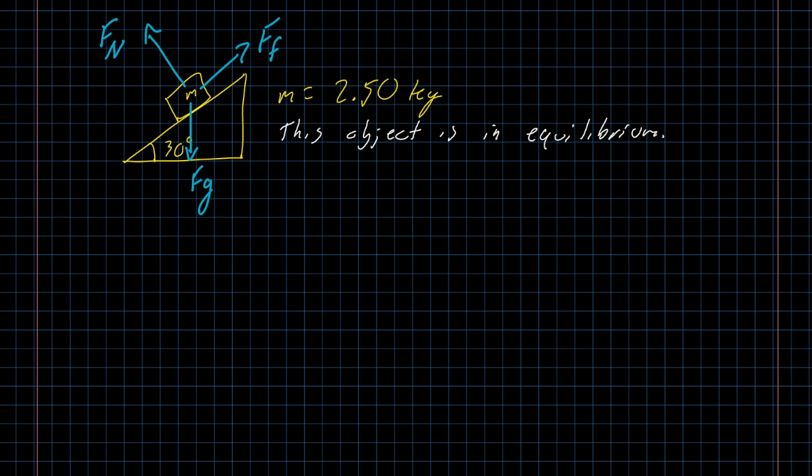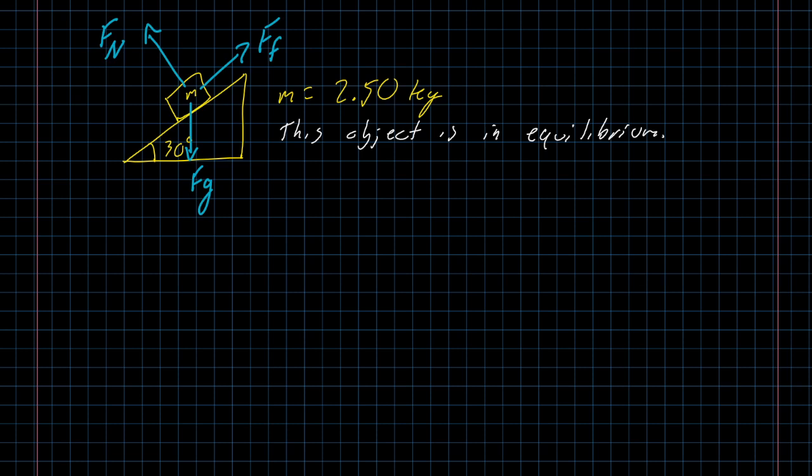And let's say that I know that this object is in equilibrium. That means that the net force is 0. And I can work with the net force in components separately. All of the components have to be 0 in and of themselves.